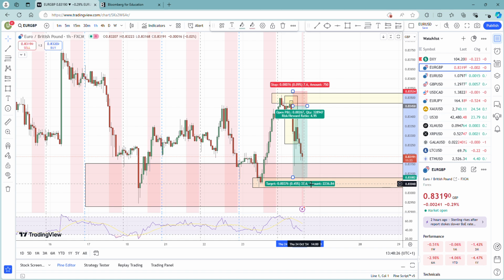You're risking 7 pips to win 37. So if you trade £1 a pip, that is £370 to win, and you're risking £76. That's a risk to reward ratio of 5. So that's how I would have traded Euro GBP.